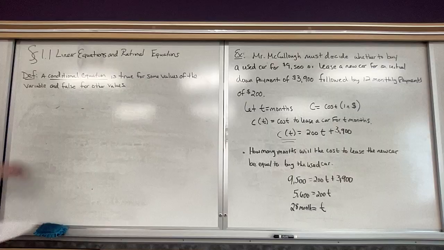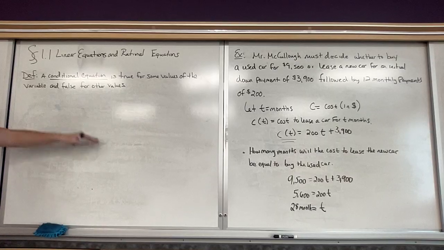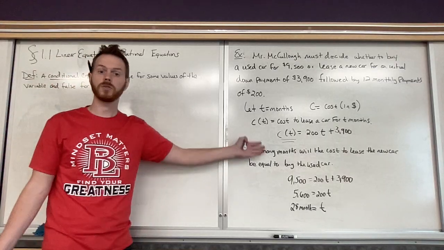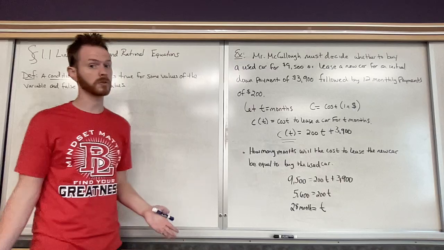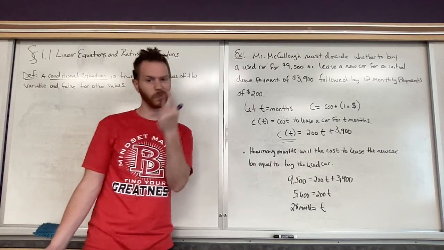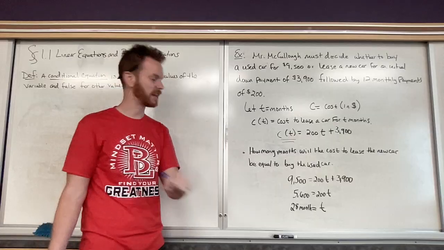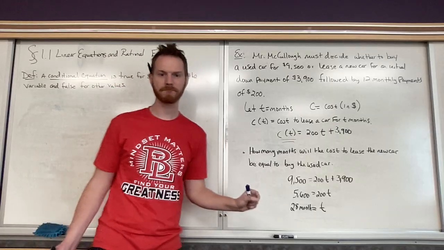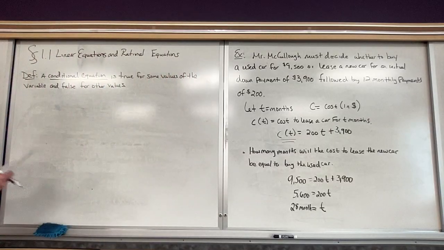So if you look at this, look at the prior examples. Actually, look at this example. Okay, when are these two things equal to each other? Well, the only time they're equal to each other is when t is 28 months. So that is a conditional equation. There's only one number, one solution that works for this guy. Okay, so that's what we mean by conditional.